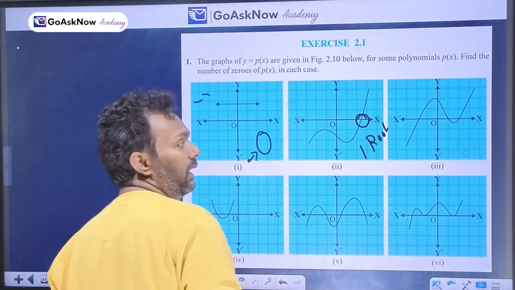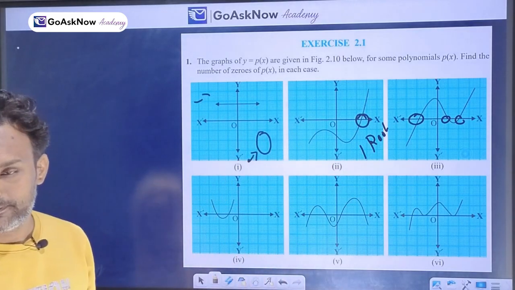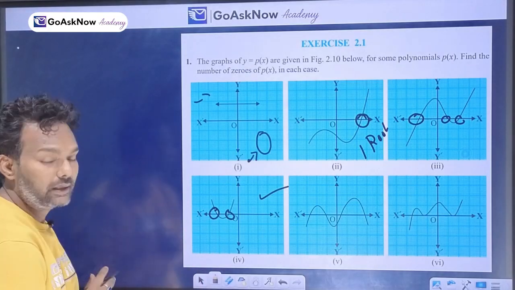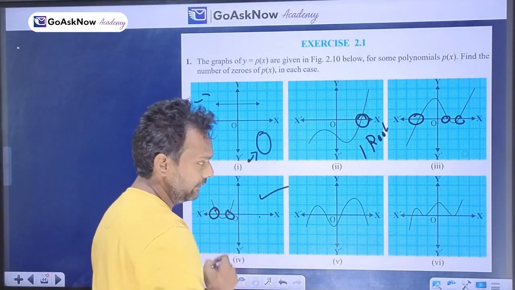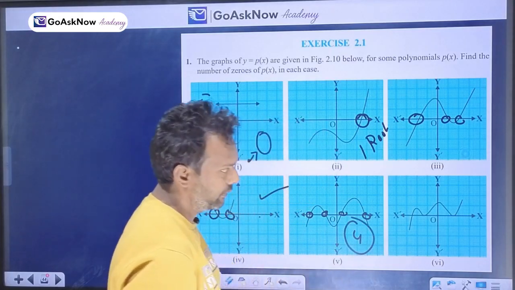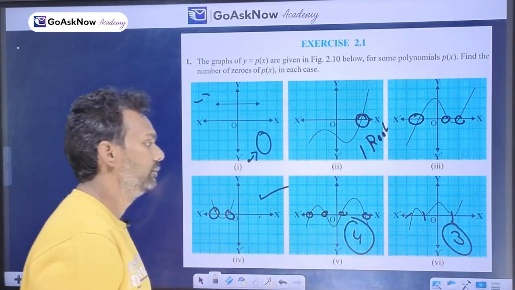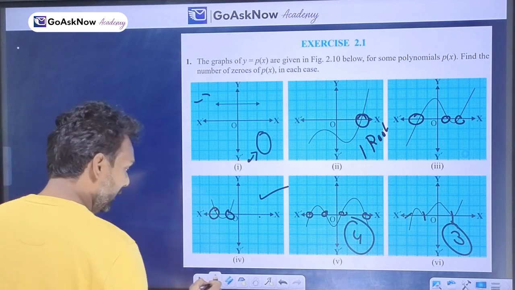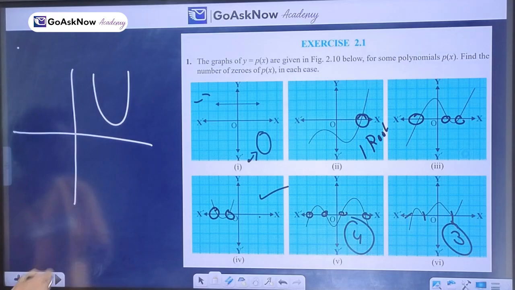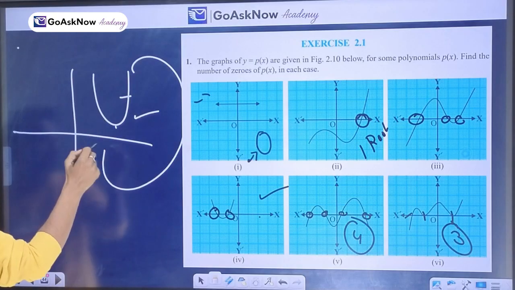In the third graph, we see that there are 3 intersection points. In this graph, we see that there are 2 intersection points of the curve and the x-axis. 1, 2, 3, 4. 4 roots. 1, 2, 3. 3 roots. Okay. If I say find out the number of zeros, number of roots for this, then what is it? It's 0. Because there is no intersection point, this curve is not cutting the x-axis.